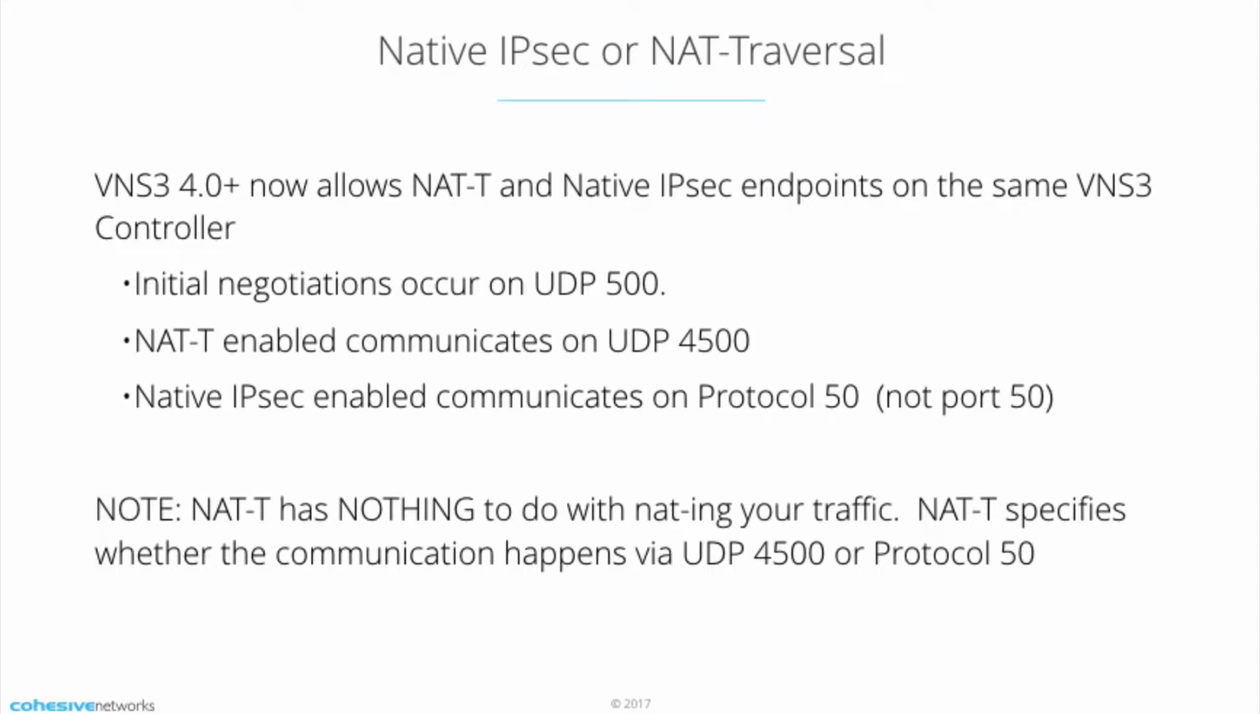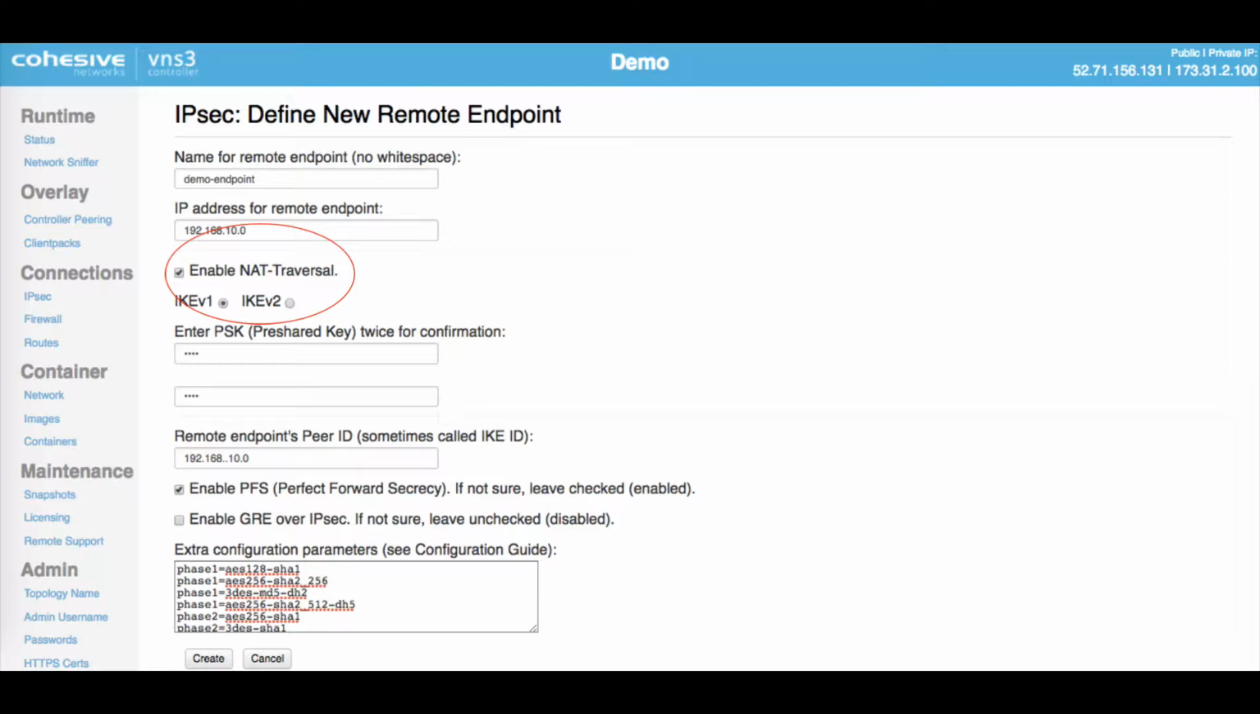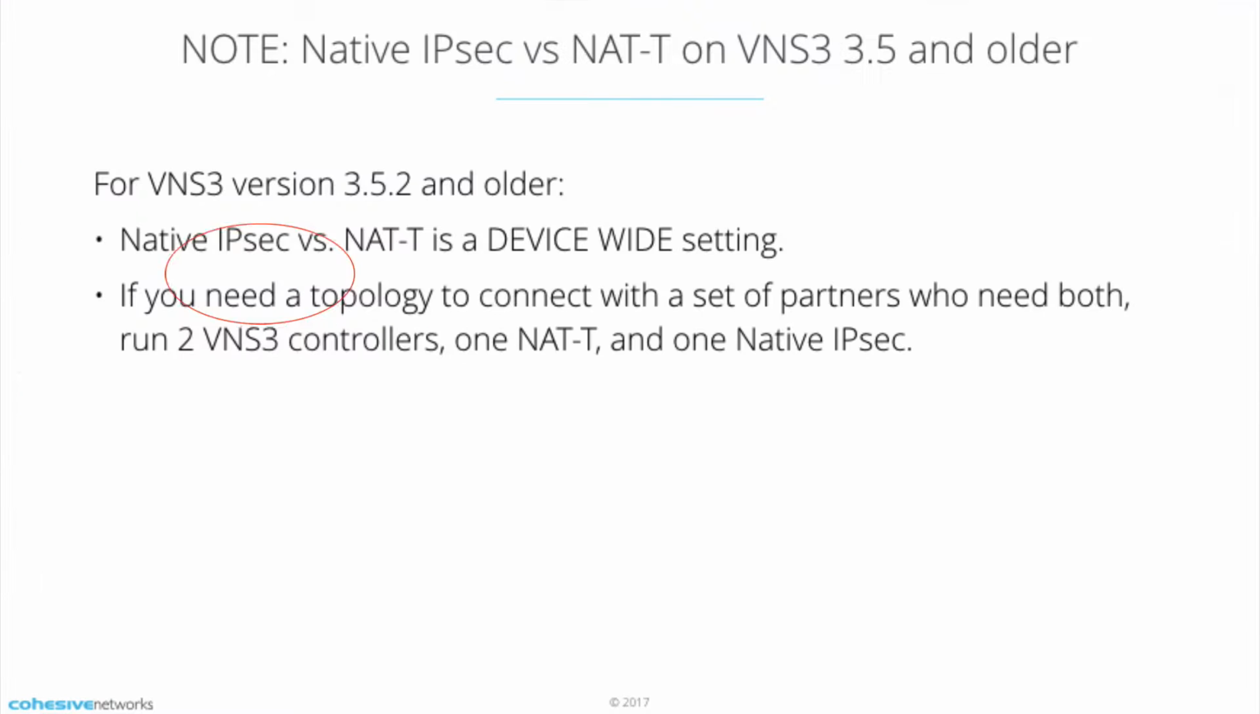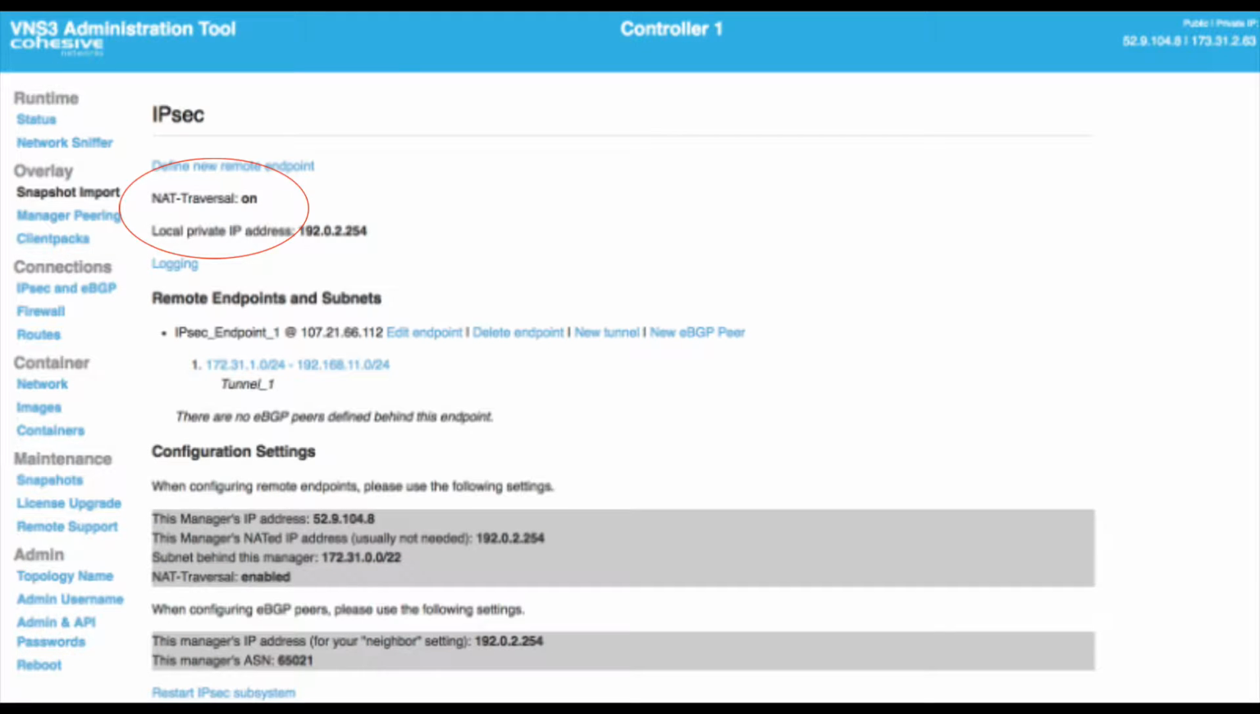All of the connections to a given VNS3 have to be either native IPsec or NAT-Traversal. It might be a customer with multiple data centers connecting in the cloud with different networking teams, and one of them wants to use NAT-T, one of them wants to use native IPsec.